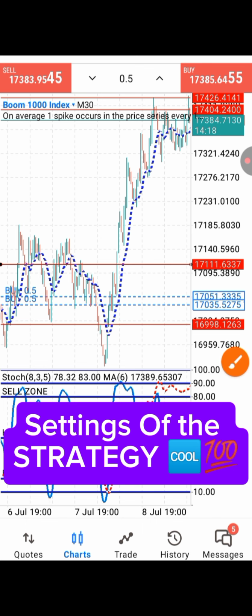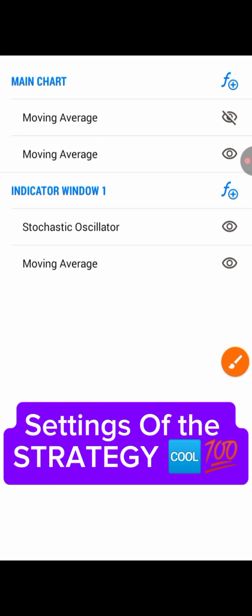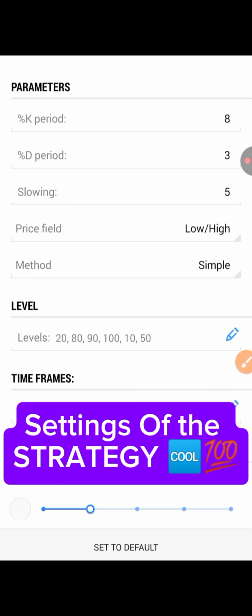Then the third one on the list is the stochastic oscillator. The stochastic oscillator has the following settings. The K period is 8, the D period is 3, the slowing is 5, price field low high, method simple, levels 20, 80, 90, 100, 10 and 50 price level.